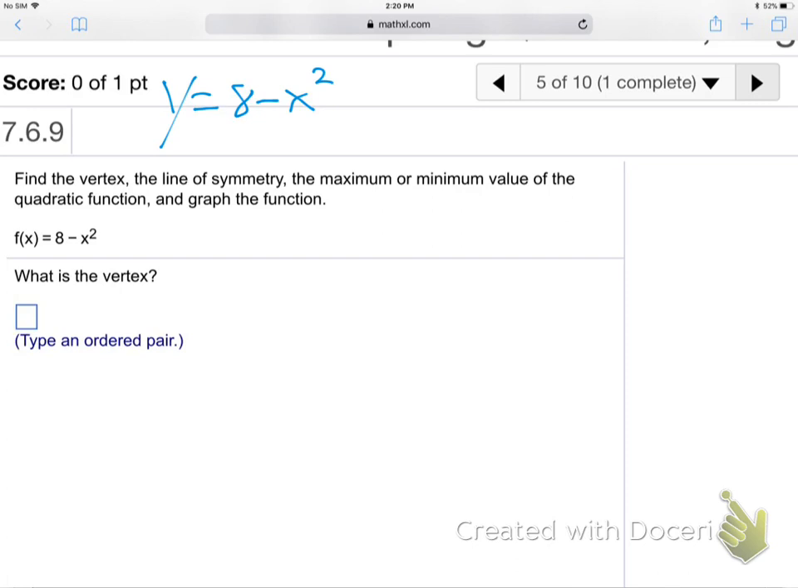What's the A, B, and C? So let me rewrite it. You don't have to, but it might help you. Minus x squared plus no x at all plus 8. That's really what it's saying. Everybody see that? So the A is -1, the B is 0, and the C is 8.